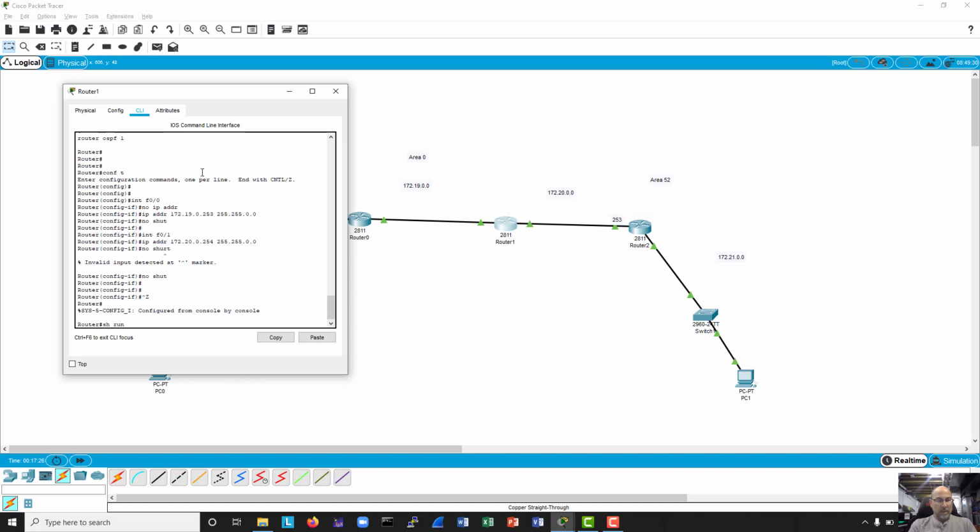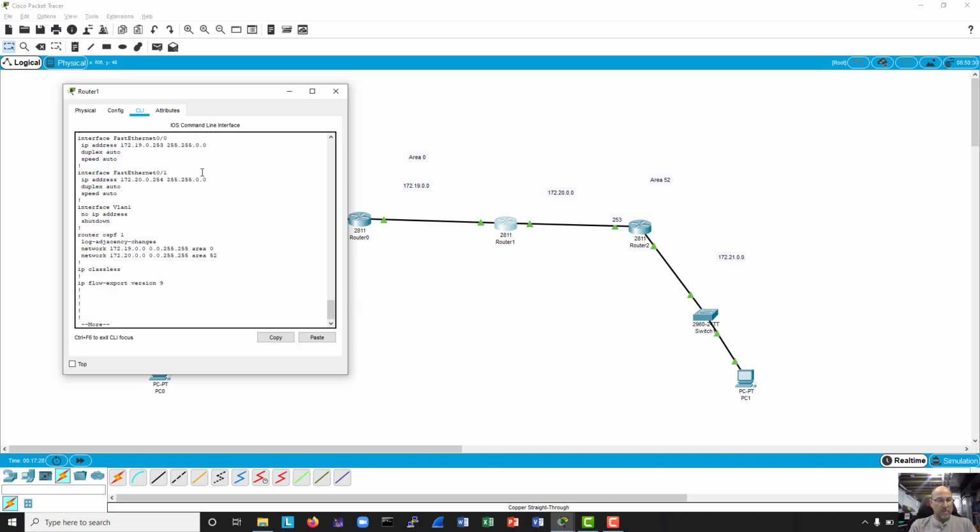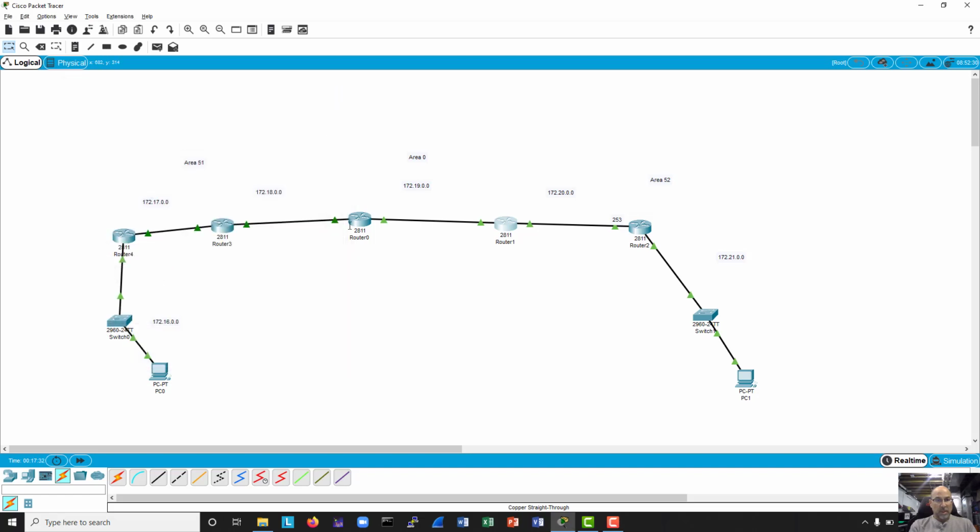And let's also take a look at our OSPF statements too, just to make sure. Well, we did the right OSPF statement, so that's good. And so I made this... I think I just made it 253, 254.